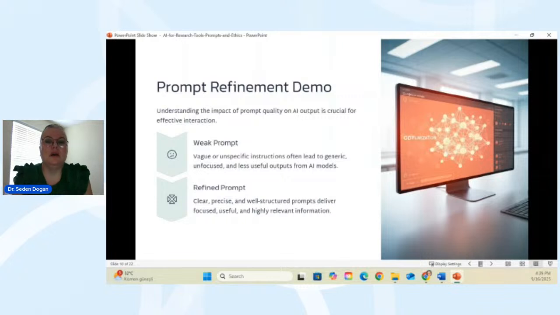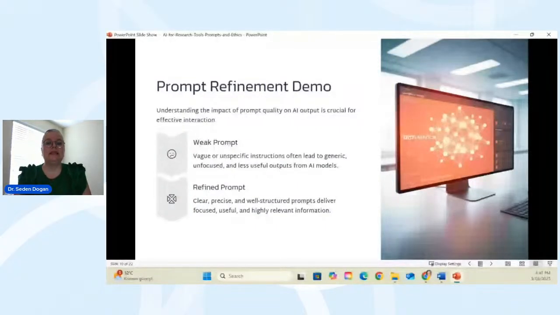Let's do a prompt refinement demo, okay? So the weak prompt is "explain AI in education." Very generic, right? The refined one is "summarize 3 peer-reviewed studies since 2020 on AI in higher education, each with noted limitations." So specific, useful. So prompt design shapes academic utility and ethical validity.